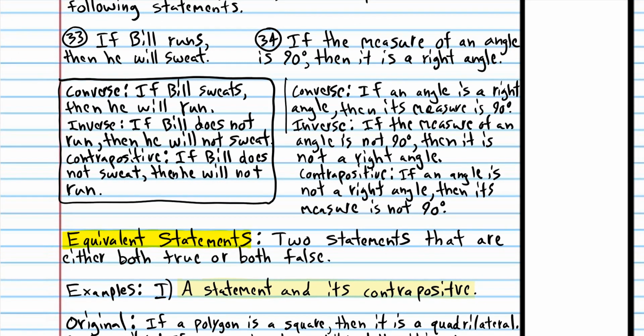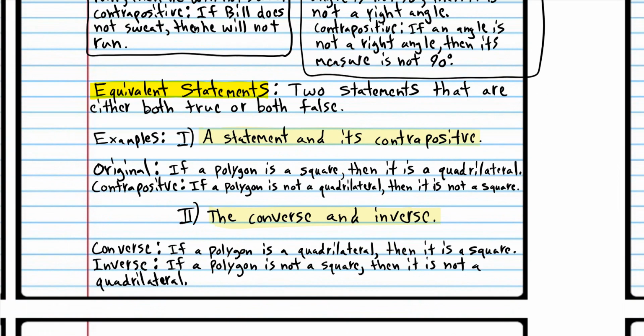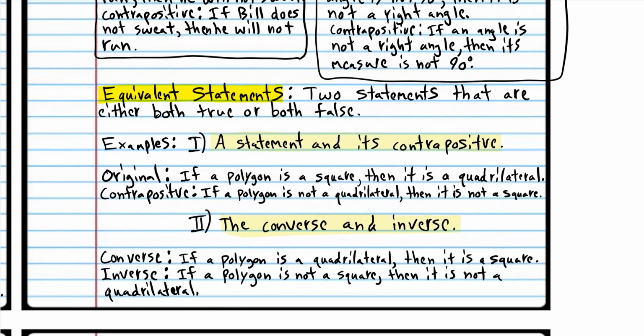All right, so if you got those answers, good job. Now we're going to go to equivalent statements. Equivalent statements are two statements that are either both true or both false. So what that means is the two statements are always both true or they're always both false.